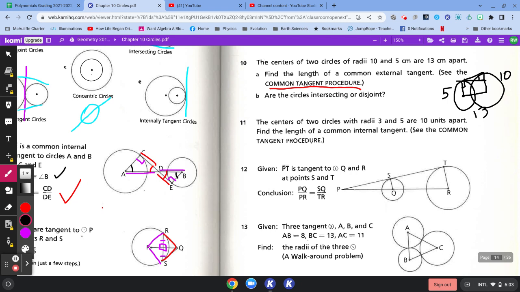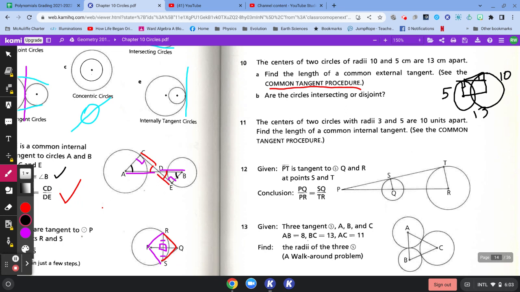I've already done the first couple of steps of the common tangent procedure. I assume you paused. You want to refer to it, though. But if you pause and you're back, I drew the segment of the centers. I drew the radii to the points of contact. I, of course, drew the common tangent.